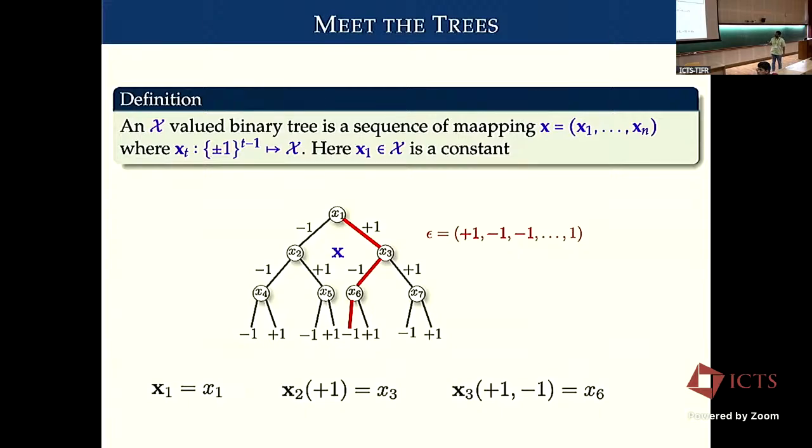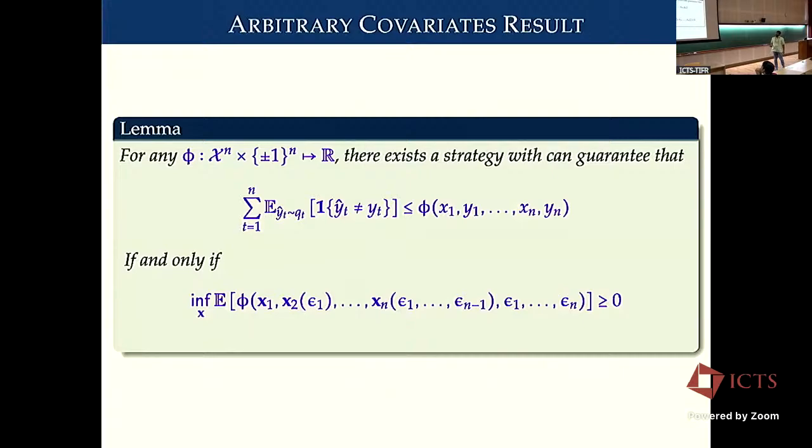Now it turns out that this tree is required for our result. Specifically, the extension to this arbitrary covariates setting is the following: for any phi that maps from x to the n cross plus minus 1 to the n, to the reals, there exists a strategy that can guarantee that, again I put the prediction, sorry, let me write it here.